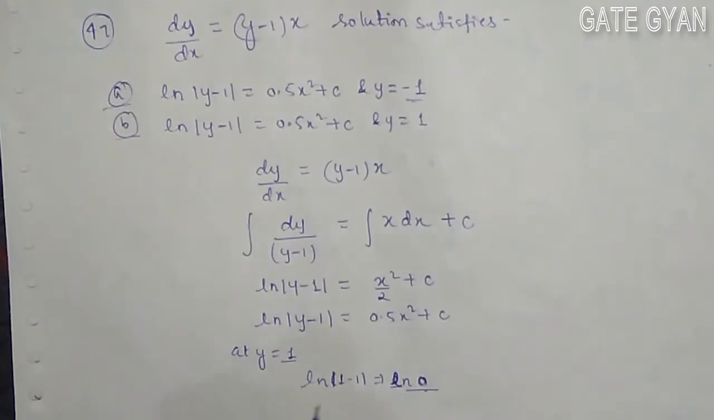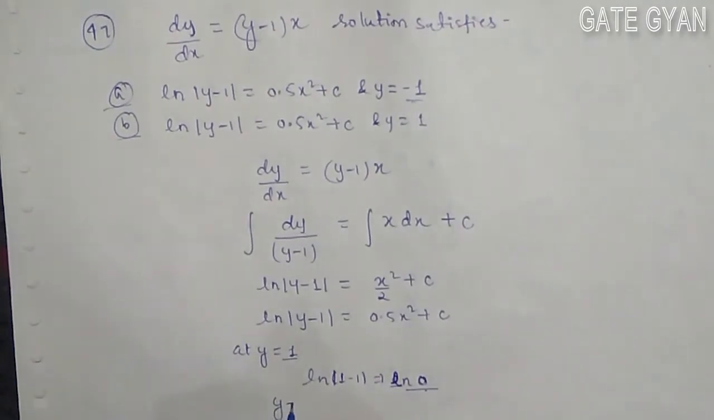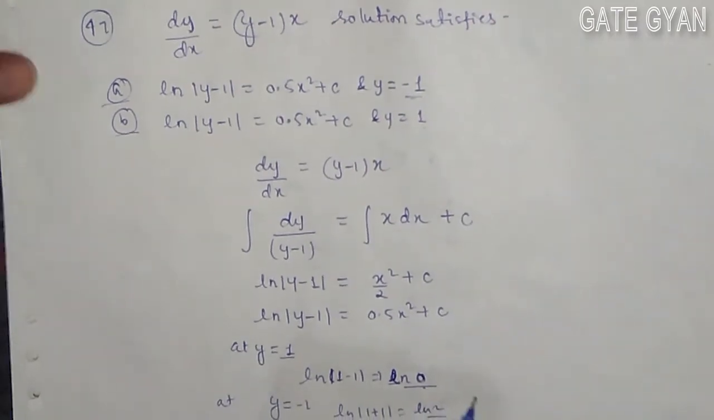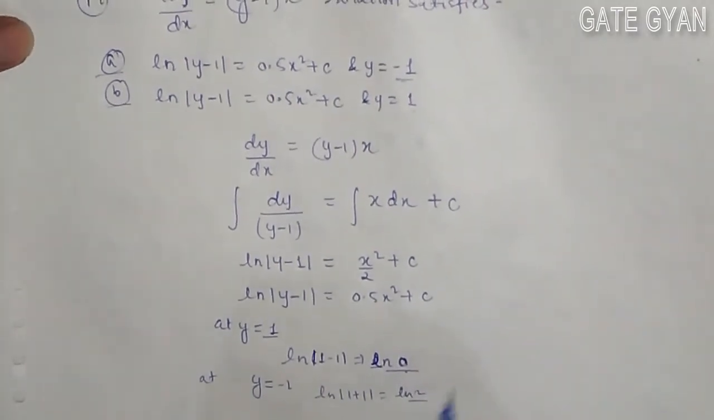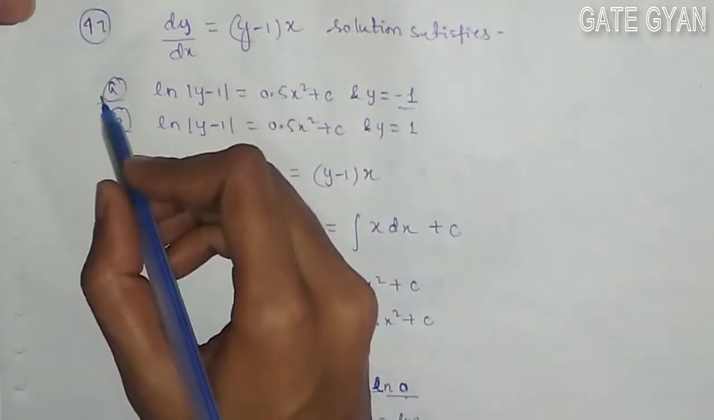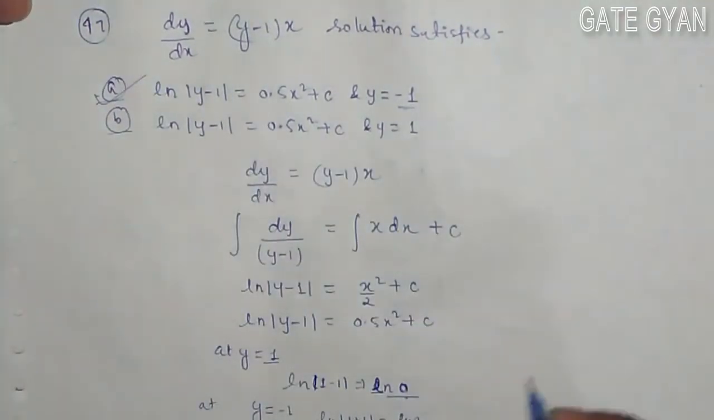Now we'll check for y equals minus 1. At y equals minus 1, this is going to be ln of (1 plus 1), that is ln of 2, which is well defined. So from the options we can say that only the first option is going to be satisfied. So our answer is option A.